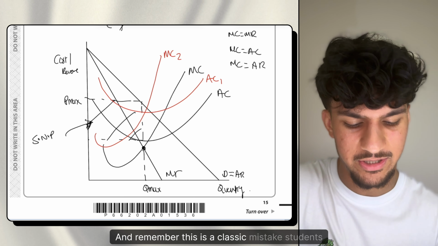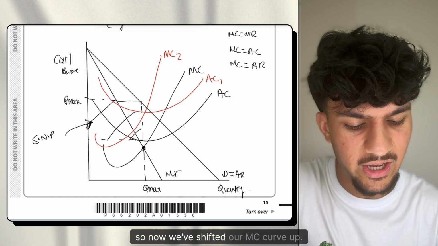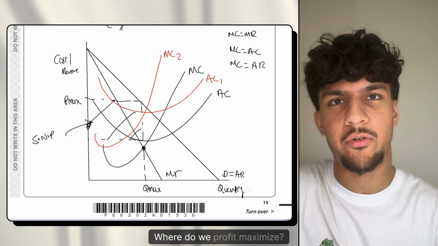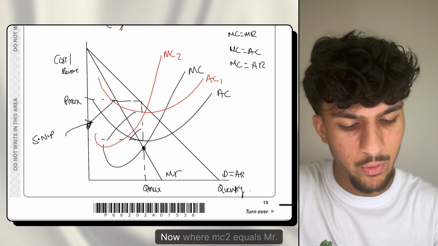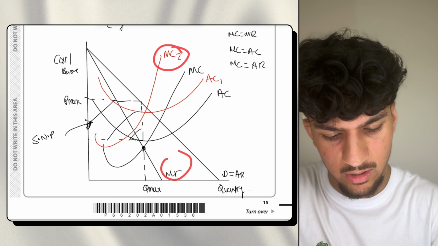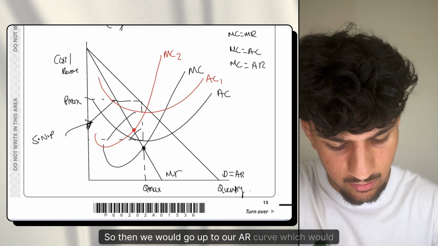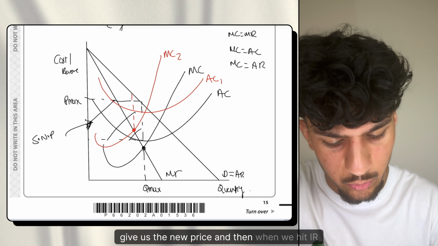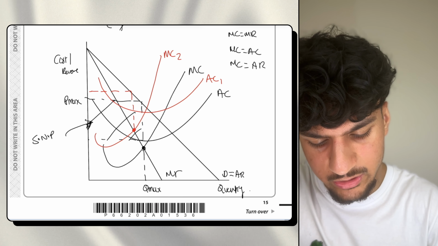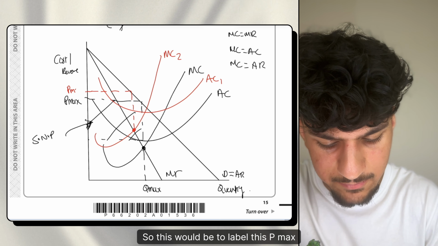And remember, this is a classic mistake students make here. So now we've shifted our MC curve up. Where do we profit maximize? We profit maximize now where MC2 equals MR, which is this point here. So then we would go up to our AR curve, which would give us the new price, and then when we hit our AR curve, we go left. So I'm going to label this P max 1.